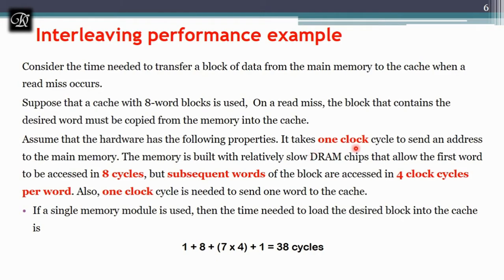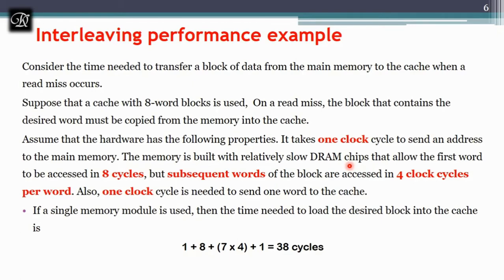It takes one clock cycle to send the address to the main memory. So one clock cycle is now utilized. The memory is built with a relatively slow DRAM chip. I have told in the previous video that cache is built with SRAM and RAM is built with DRAM chips, which are slower than SRAM.